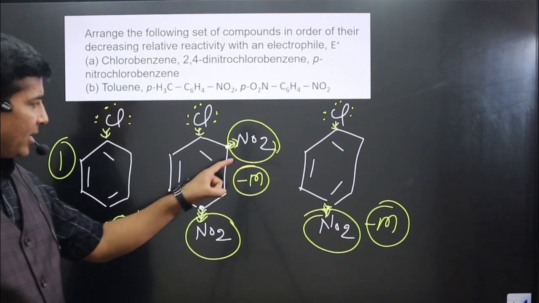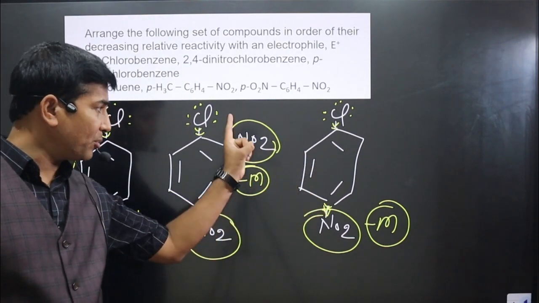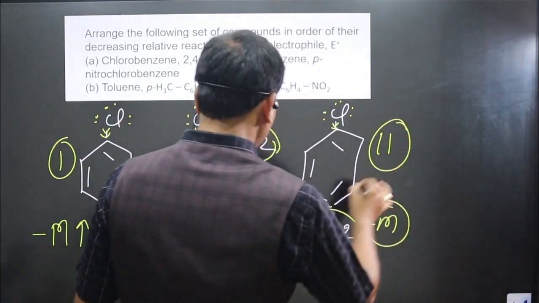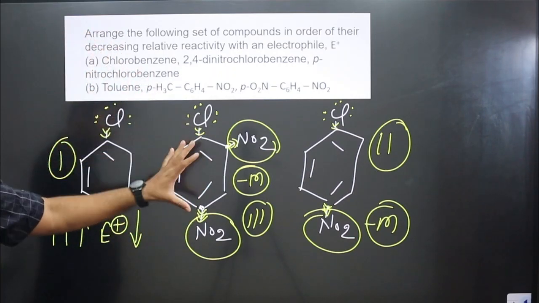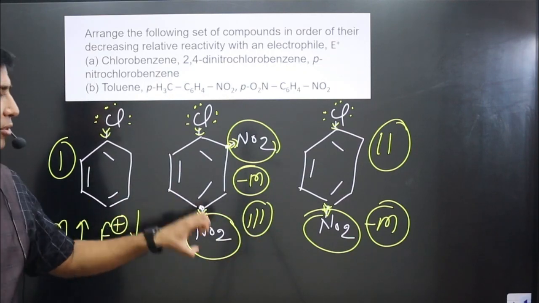Then in this case the minus M group effect is very high in comparison to this one, because in this one there is only one minus M group, and in this case two minus M groups are there. Then this is what we have second, and last we have the third one, because whatever the electron density is there in the benzene ring, these groups will easily pull the electron density, hence the electrophile will not attack.